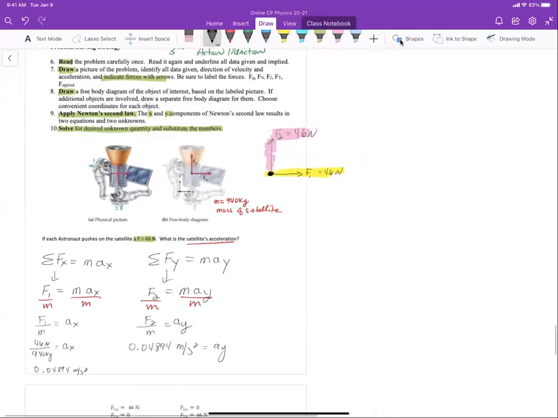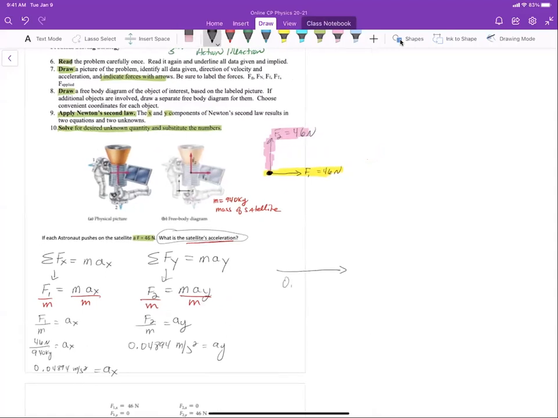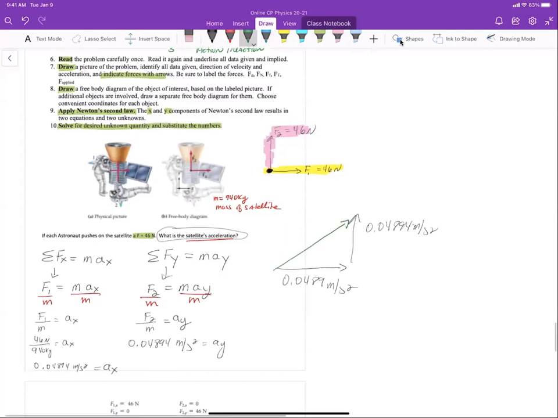They didn't ask for the acceleration in the y direction or the x direction. They asked, what is the acceleration of the satellite? Well, these are vectors. If this is the acceleration in the x direction, we know that to be 0.04894 meters per second squared, and this one is also 0.04894 meters per second squared. What is the resultant acceleration, and at what angle?